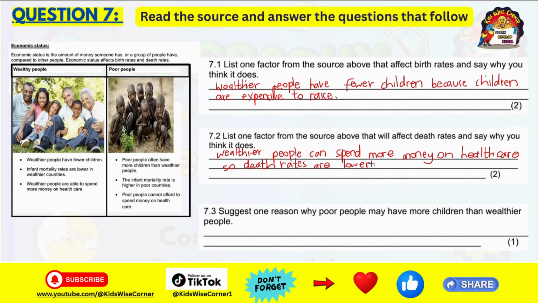Suggest one reason why poor people have more children than wealthier people. Poor people may have more children because they expect some children may not survive. Or because children help support the family.